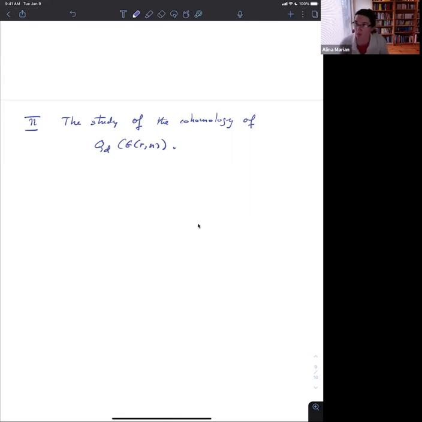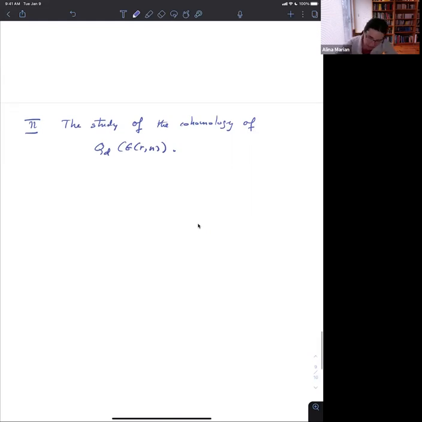These are, after all, quotients on P1, okay? So it's sort of a simple setup, but it still has some interesting features. So let me start by discussing a little bit the Poincaré polynomials. Again, we're back to this setting, where we're just parametrizing short exact sequences on P1.